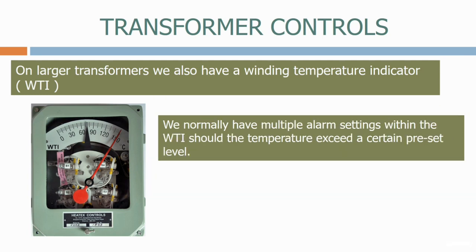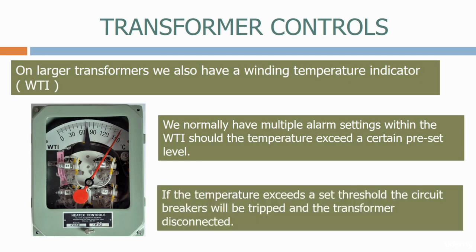We normally have multiple alarm settings within the WTI should the temperature exceed a certain preset level. If the temperature exceeds a set threshold, the circuit breakers will be tripped and the transformer disconnected.